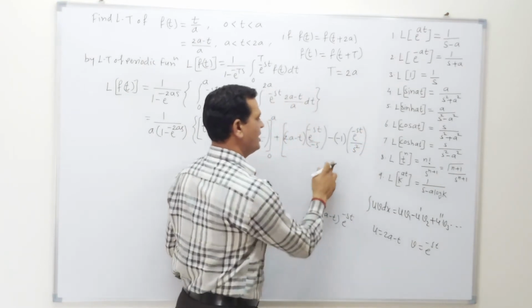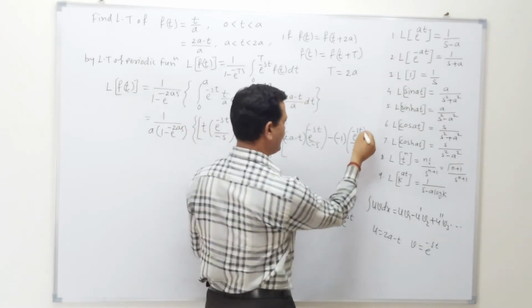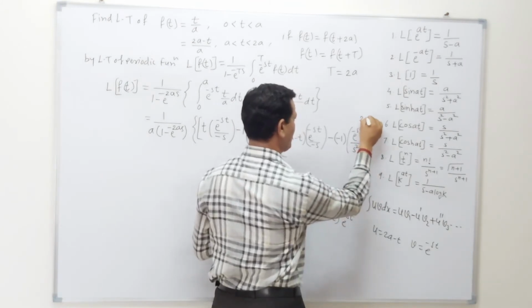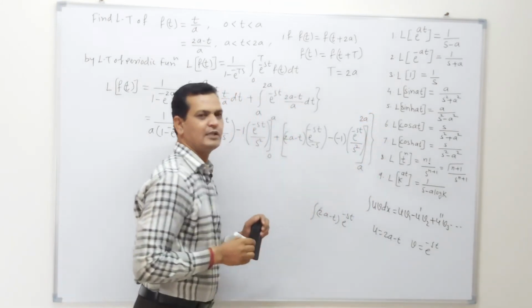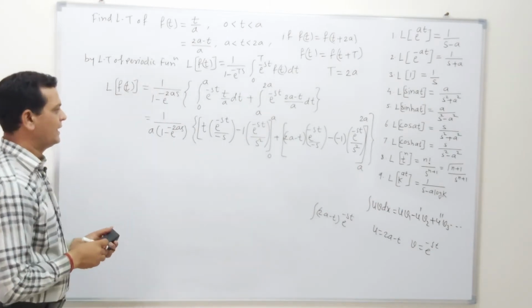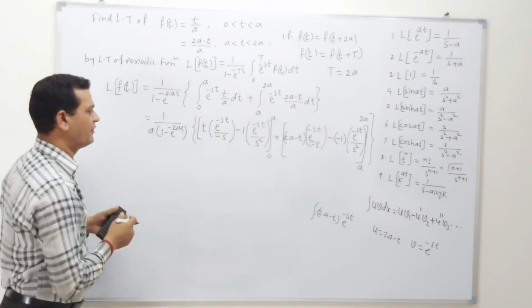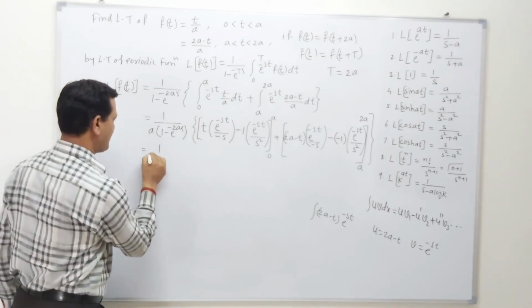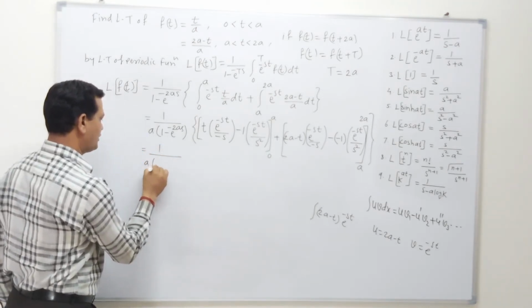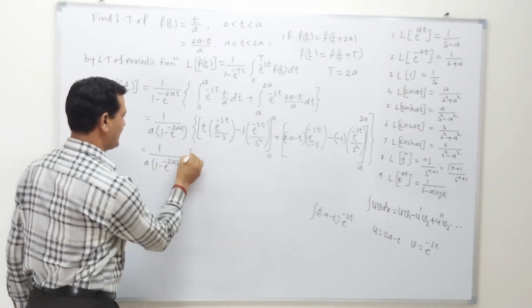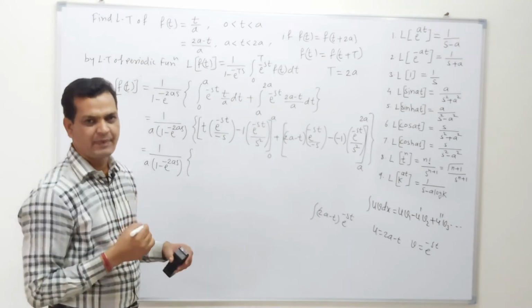Now this is over. The next derivative is 0, so this integration is over. Its limit is a to 2a, and this curly bracket is also over. Now the next step is to put the value of the upper limit and lower limit and simplify. So we can write the next step as 1 upon a into 1 minus e raised to minus 2as, then in bracket. Put the value of the upper limit first.